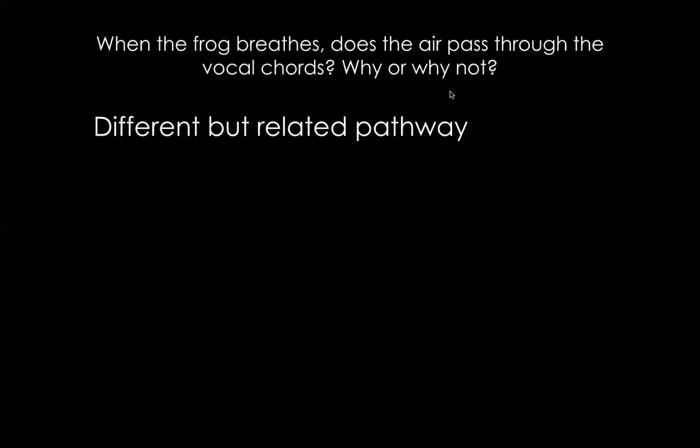When the frog breathes, does the air pass through the vocal cords? Why or why not? Air has to pass through the vocal cords in order for it to be able to create sound. But there is a more direct pathway straight to the lungs of the toad that does not need to pass through the vocal cords. The pathway through the vocal cords is an accessory pathway that allows the toad to make sounds, especially during sexual reproduction.